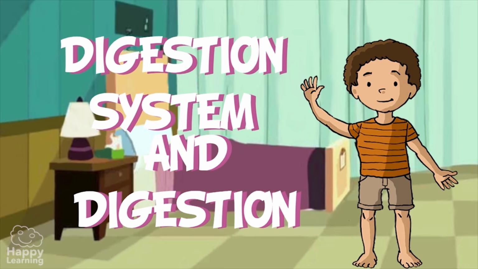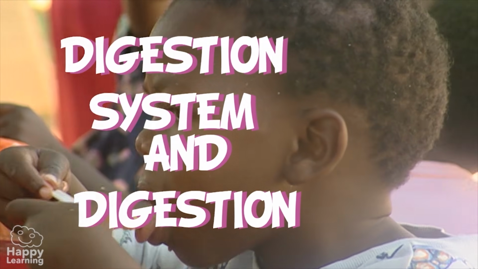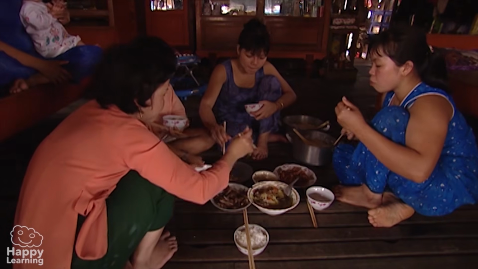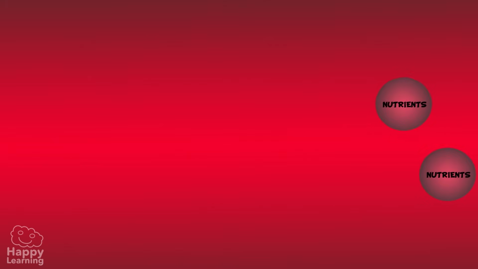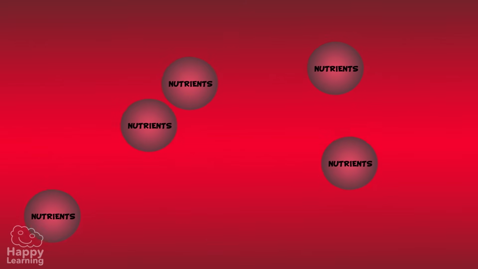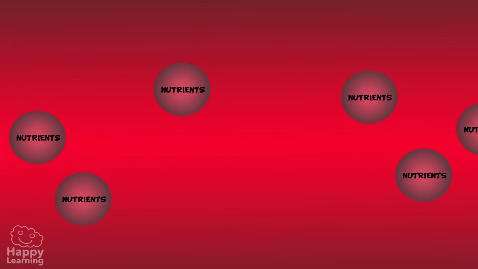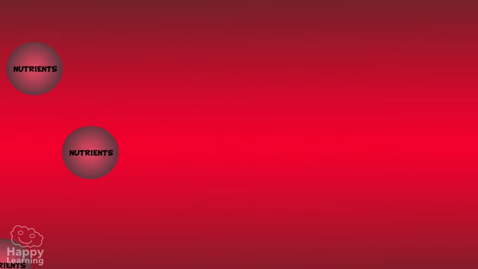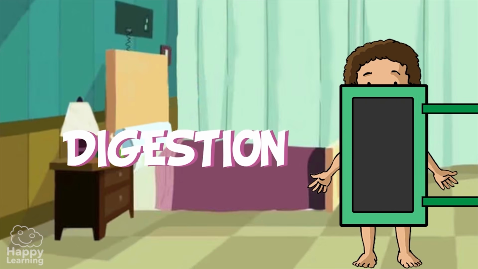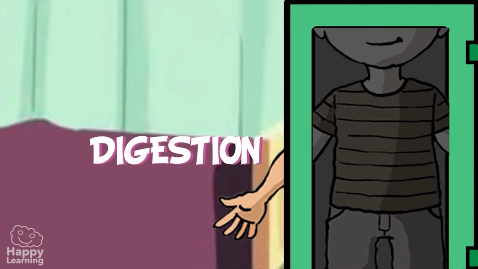Today we're going to learn about the digestive system and digestion. So that our body can make the most of the food we eat, it must first transform itself into a simple substance called nutrients. These nutrients are then transported by our blood around our body to be used and converted into energy. This food transformation process is called digestion and is done in the digestive system.